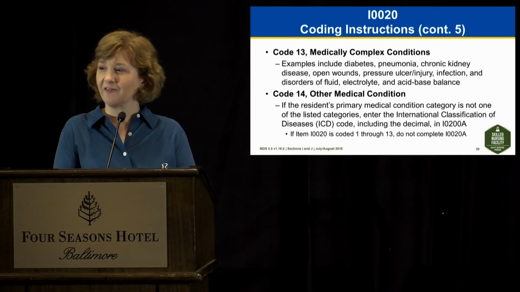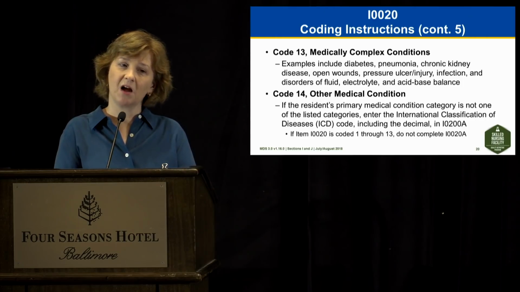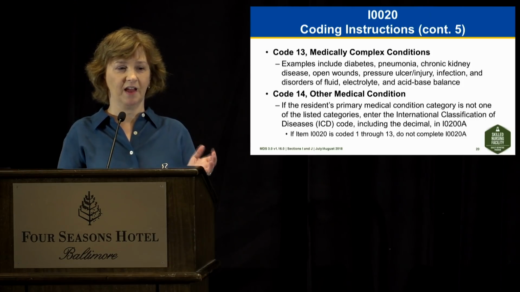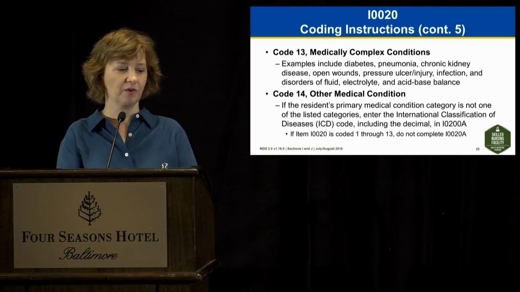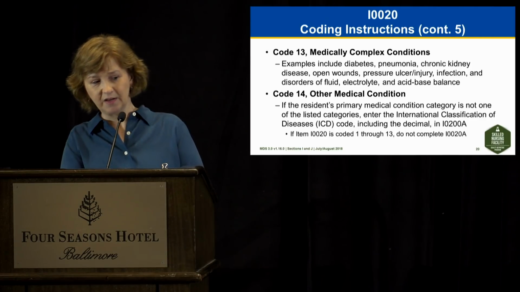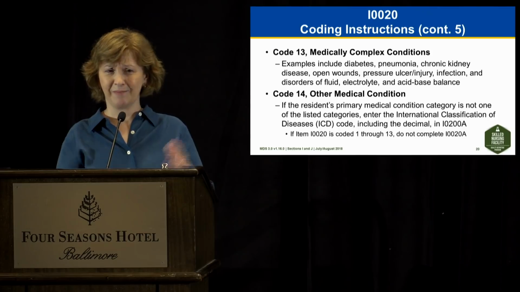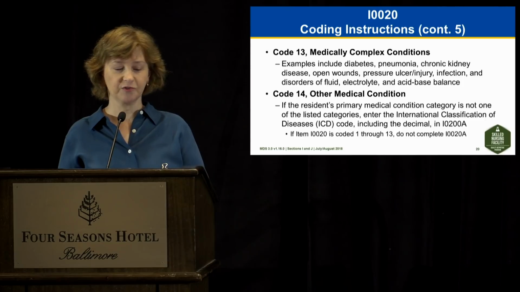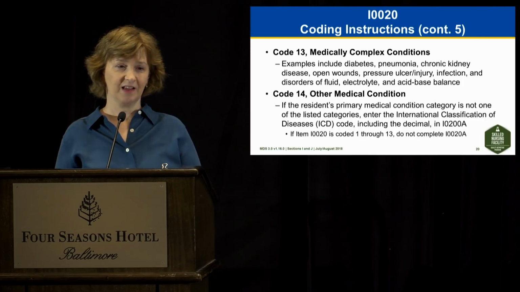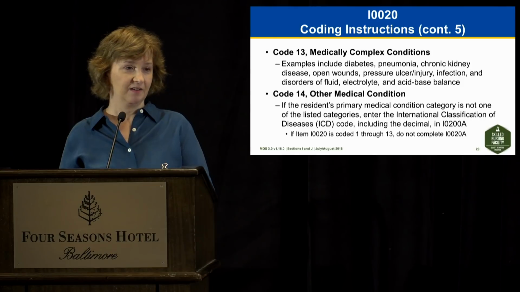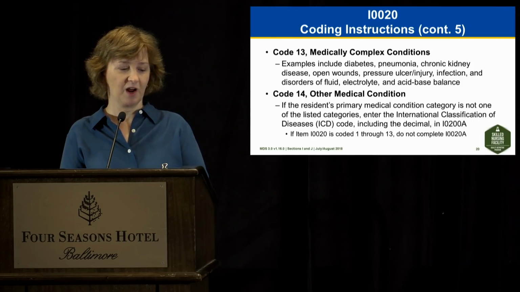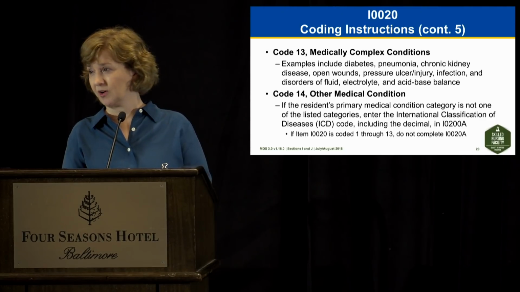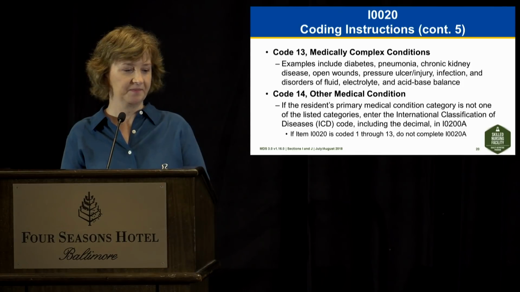Number 13 is a wide-ranging group. We call it medically complex. And so this can include the residents who have conditions that have maybe accumulated. There's a few things going on. So perhaps the person has diabetes, pneumonia, chronic kidney disease. Maybe they have all three of those together. Somebody with open wounds, pressure ulcer, some kind of infection maybe that has led them to need some skilled level of care, and they're not quite ready to go home after an acute care stay. Disorders of fluid, electrolyte, or acid-base imbalances.